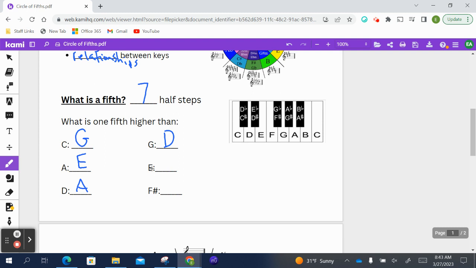You can see that here with the next one. E is 1 finger on the D string for all of us. Here's E, 1, 2, 3, 4, 5, 6, 7. B is a fifth higher than E, and B is 1 finger on the A string. So from 1 on D to 1 on A is a perfect fifth.